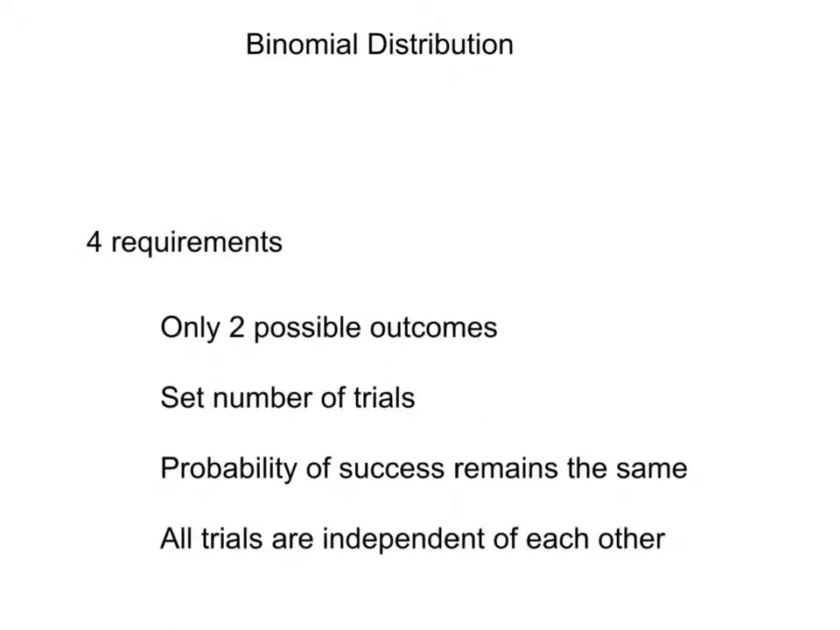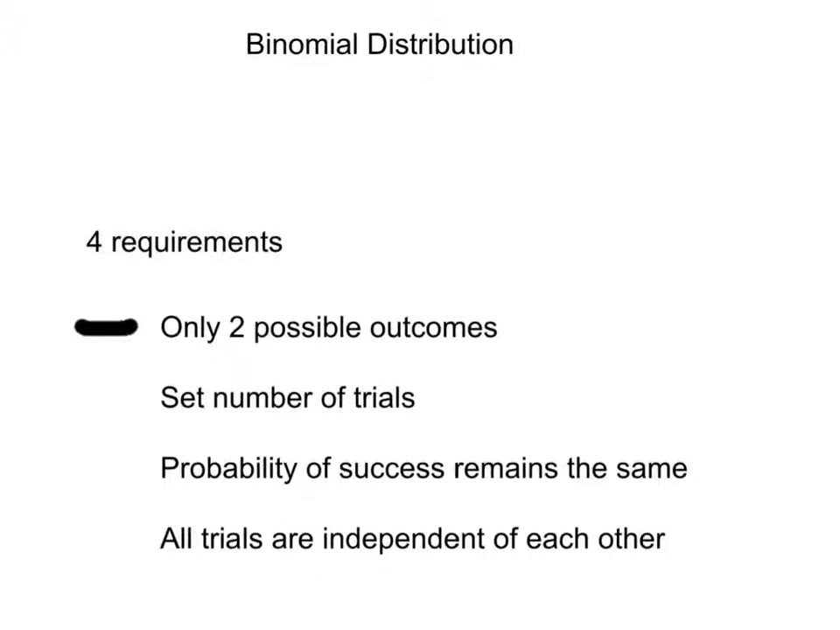So what we're going to focus on here is the idea of the binomial distribution. When we talk about the binomial distribution, this is going to be based off a discrete random variable. And there are 4 requirements if we're talking about binomial distribution. The first is there must be only 2 possible outcomes. Typically we refer to these as success or failure. Could be heads or tails, male or female, but there's only 2 possible outcomes.